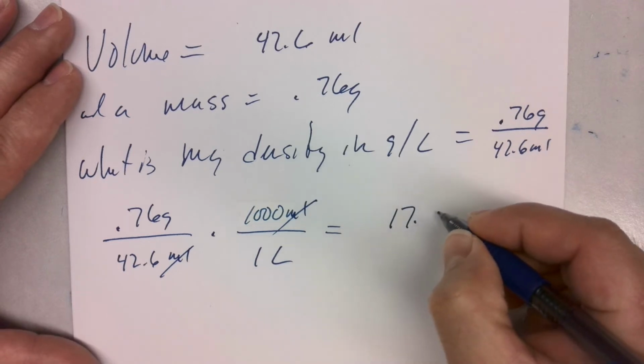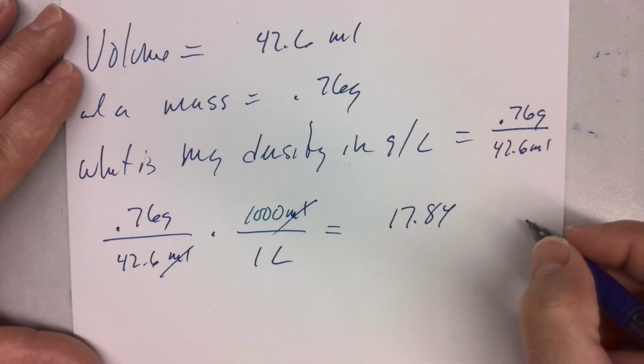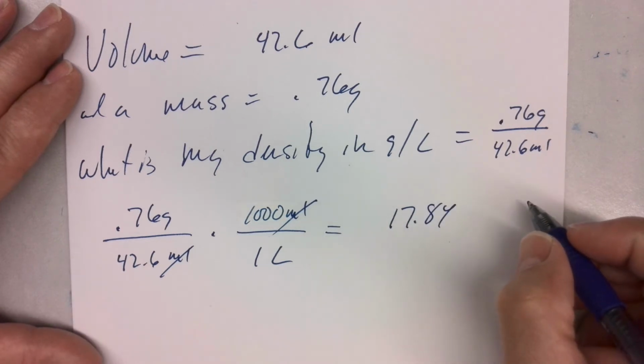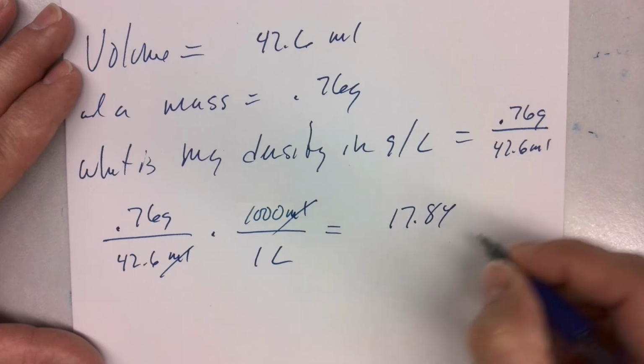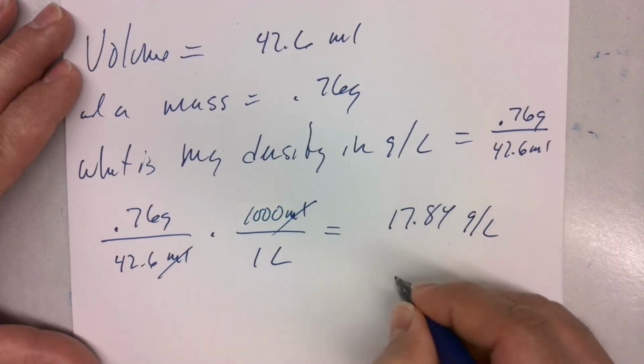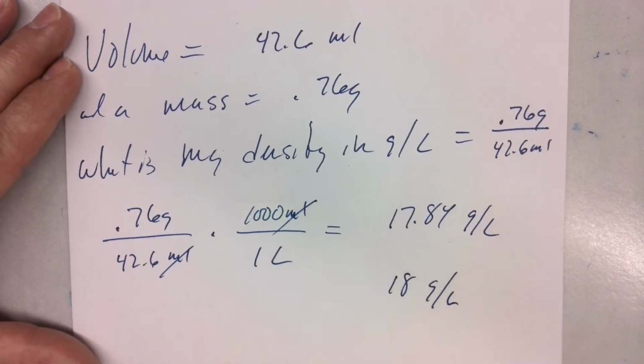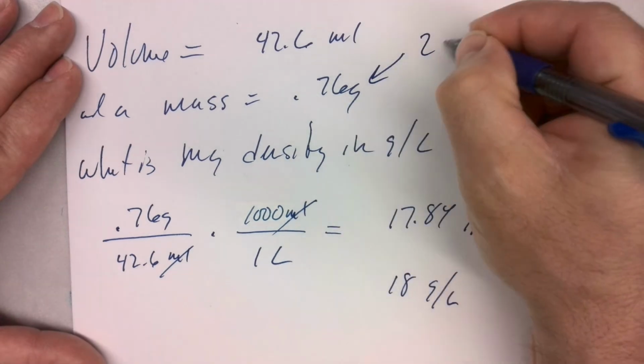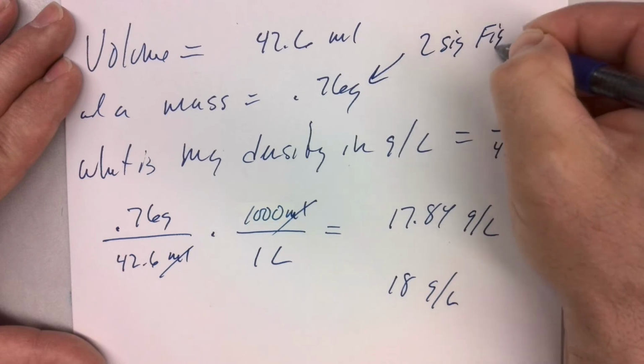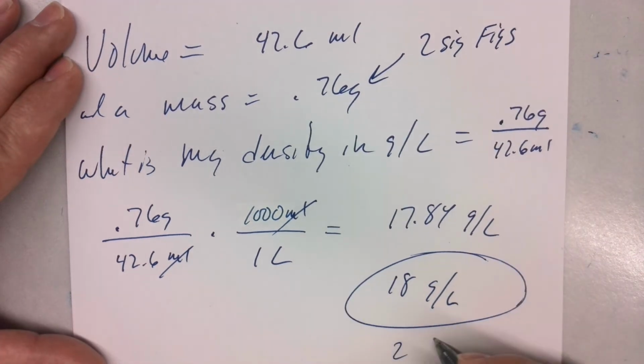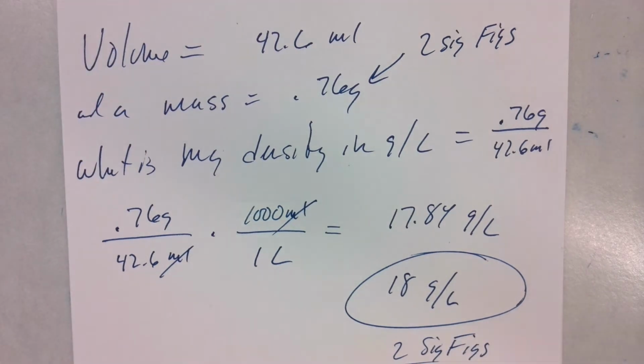17.84. Yeah. 17.84? Except you would just do it to 18. Just 18? That'd be 18 grams per liter. Why? Because of sig figs. Yeah, that has 2 sig figs, right? Yep. Okay.